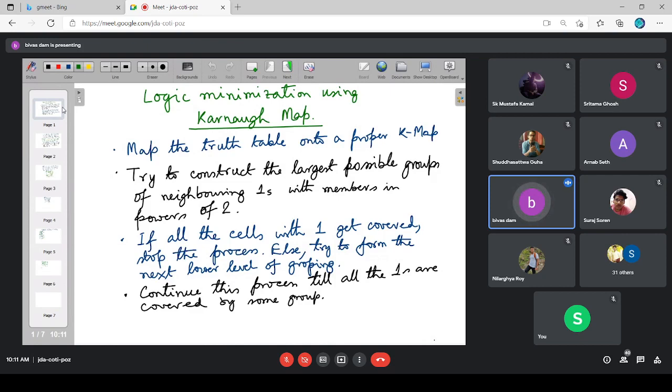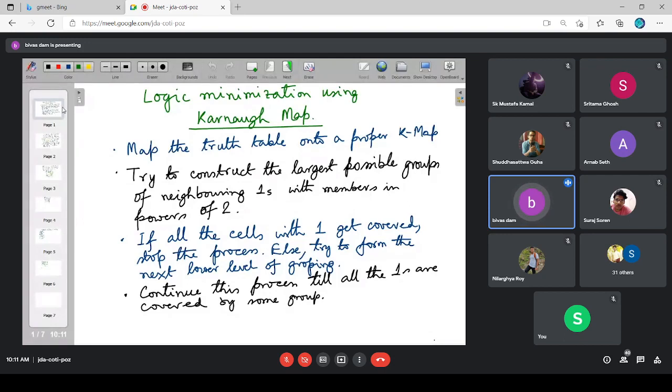When we are at n is equal to 1 level, that means we shall try out all possible groups of two elements. When we are at n is equal to 2 level, we are trying to find out all possible combinations of 4 cells, 4 neighboring cells. This point you should keep in your mind always.